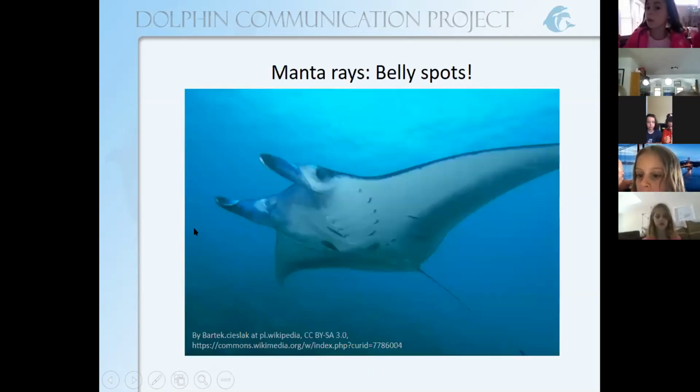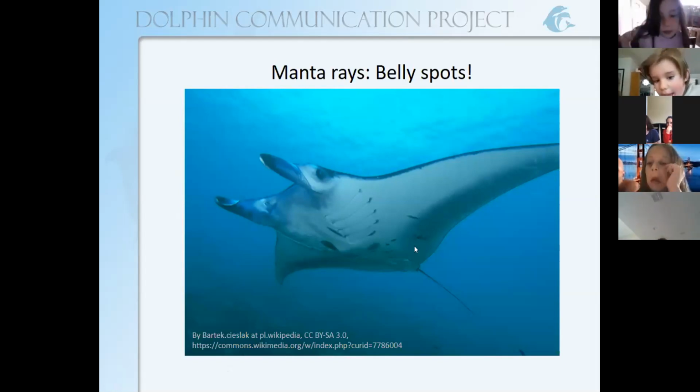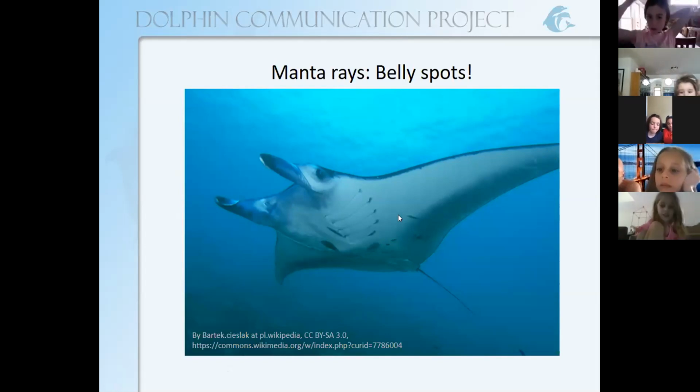And you'll start to notice a theme here. You know how we tell individual manta rays apart? By the spots on their bellies. So their belly is called the ventral side, and no two manta rays have the same spots on their bellies. Spots are pretty handy, huh?